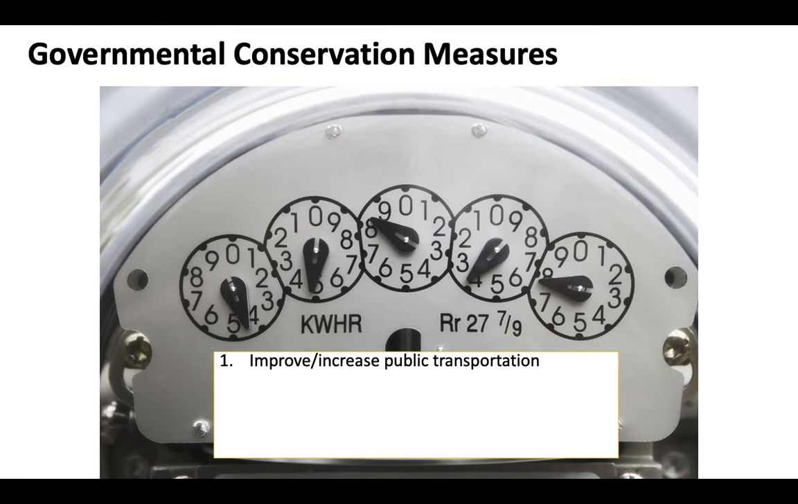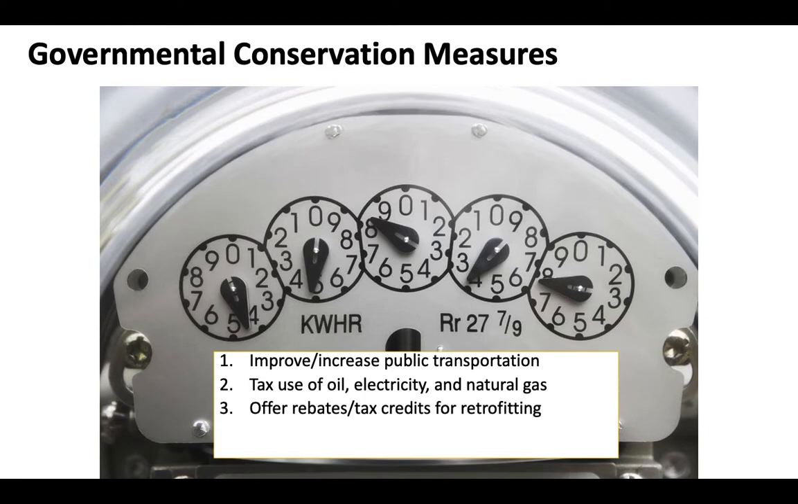One, you could improve or increase public transportation. You could tax the use of oil or electricity or natural gas. Some people refer to this as a fuel tax. You could offer tax credits for people who retrofit their home, install more efficient heating systems, install new appliances, put new insulation in. Or you could run educational campaigns or PSAs. This is not an exhaustive list. This is just to show you 4 different things that the government could do to encourage people to conserve energy in their homes.